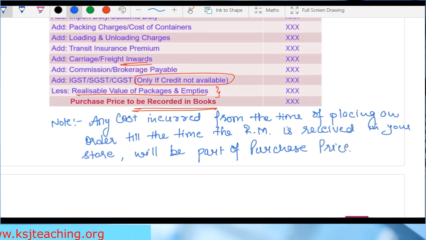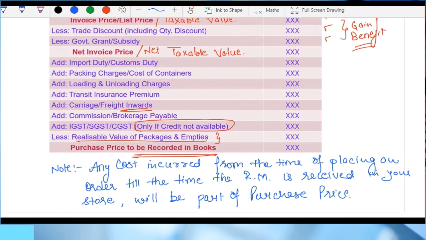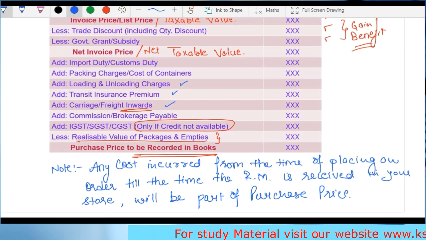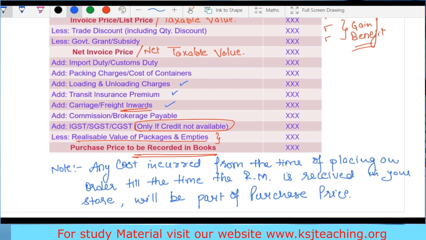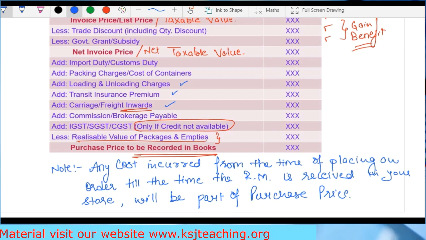right? That is why we include this carriage and freight inwards, we include this transit insurance, we include this loading and unloading charges. So any cost from the time you place an order with a supplier till the time the raw material is received in your factory, any cost incurred in between will become the part of your purchase price, and you will recover this from your customer.